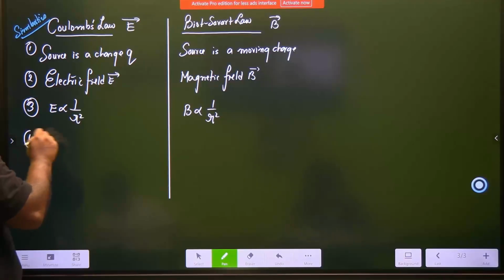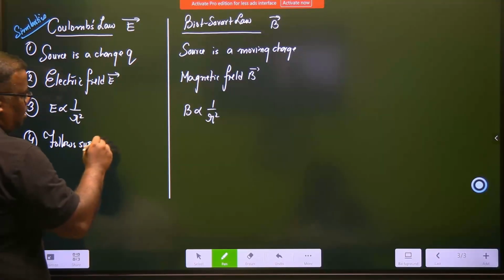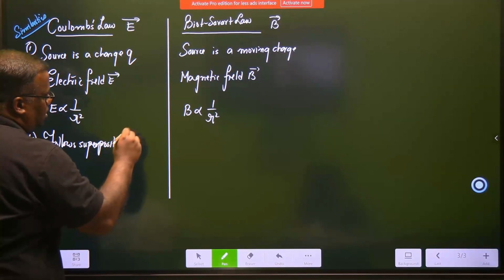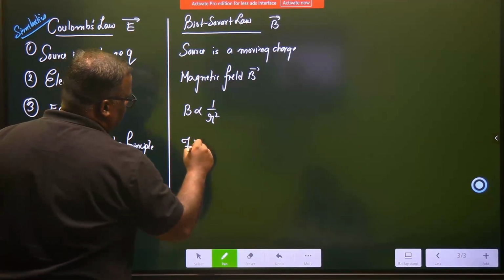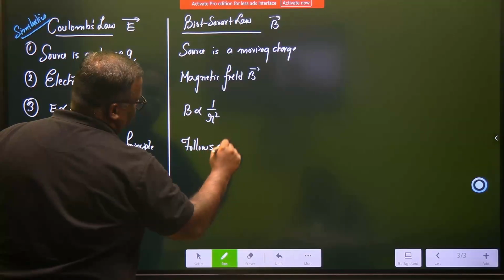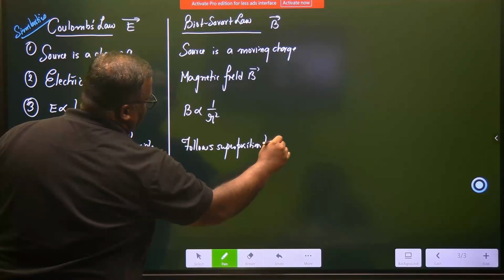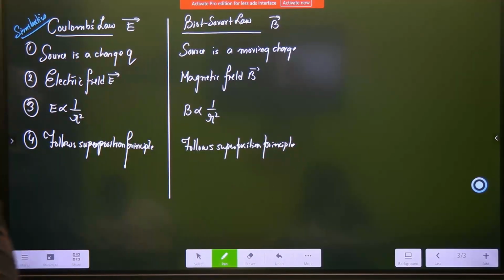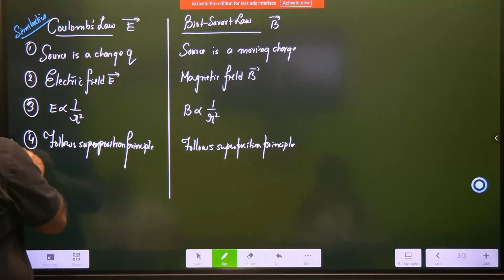Four, this follows the superposition principle. This also follows the superposition principle. It means if you want to find out the net magnetic field, then you add up, by vector addition, all the individual magnetic fields. Clear? Okay. Now let's see the differences.